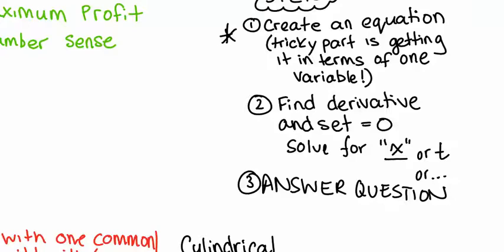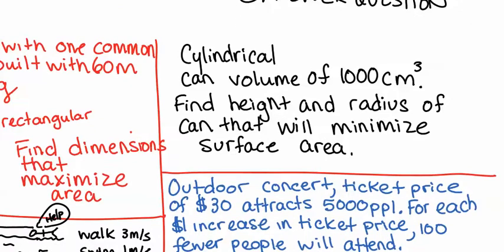The derivative gives us the slope, and when we set it equal to 0, that gives us the max and the mins, remember? Because the slope is 0 at a max or a min. Then the third step is to make sure we're answering the question that's actually being asked.